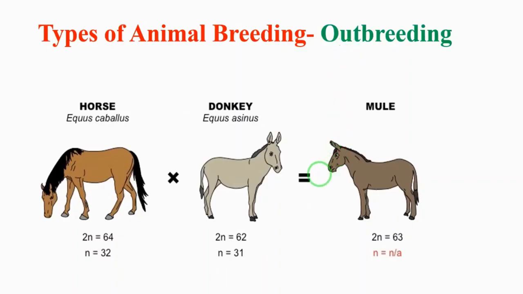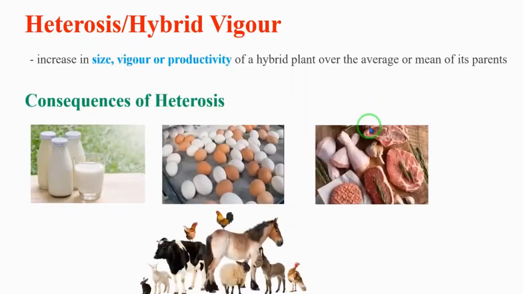Understand, children? Outbreeding is a cross between two different species with desirable characters of economic value. Example, horse and donkey. When we cross a horse and a donkey, we will get a mule. That is outbreeding. When we outbreed these two animals, we get the next generation, and the name of that animal is mule.